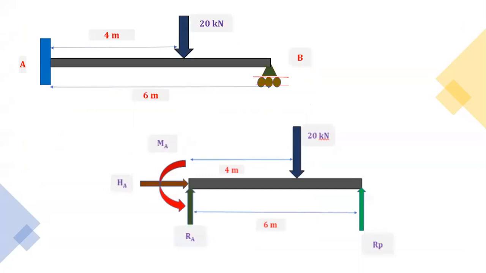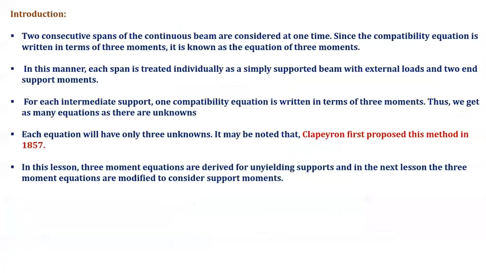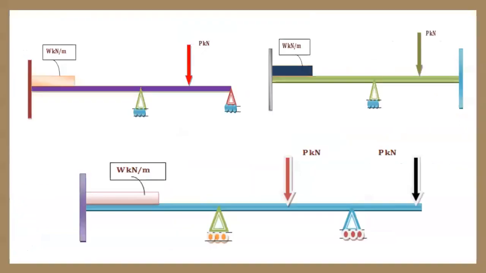Now we will go to the three moments theorem, or Clapeyron's theorem. One scientist introduced the three moment equation. His name is Clapeyron. Now we will see the different types of continuous beams.